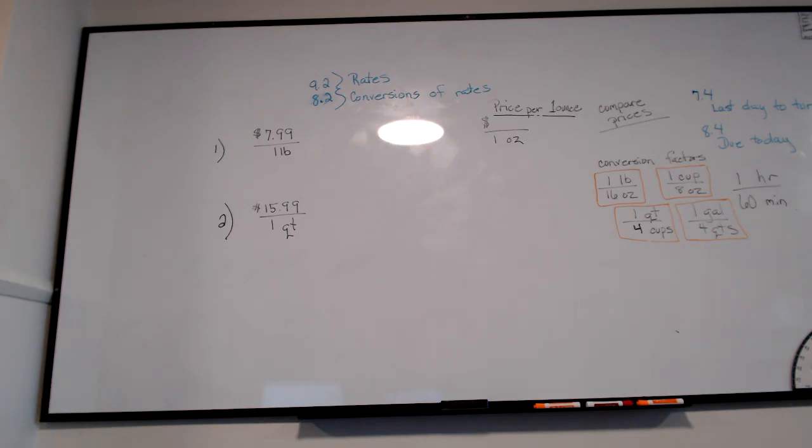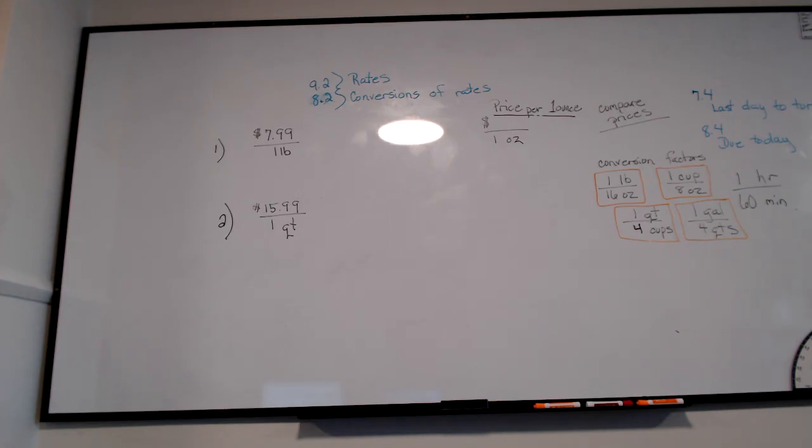So what do you want to change? Price per ounce. Do you have dollars on the top? What do I have? I have pounds. Changes to ounces. Which is not what I want, I want to change the pounds to ounces.